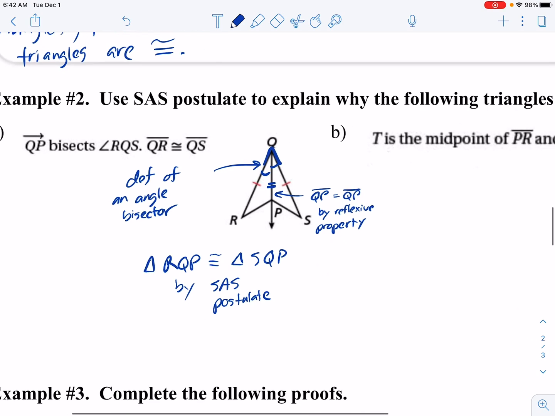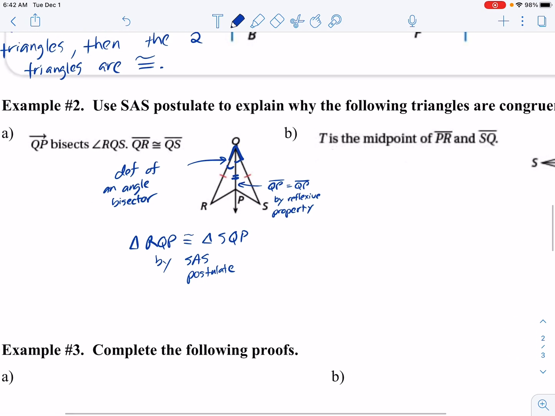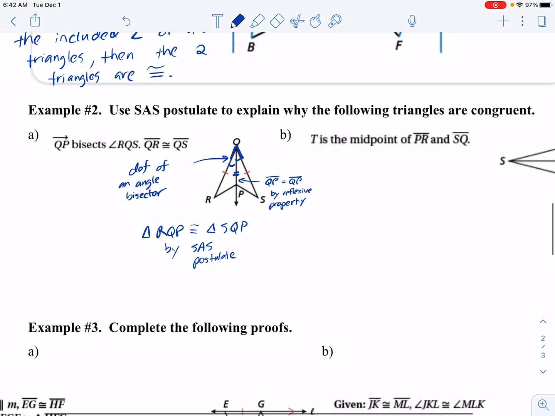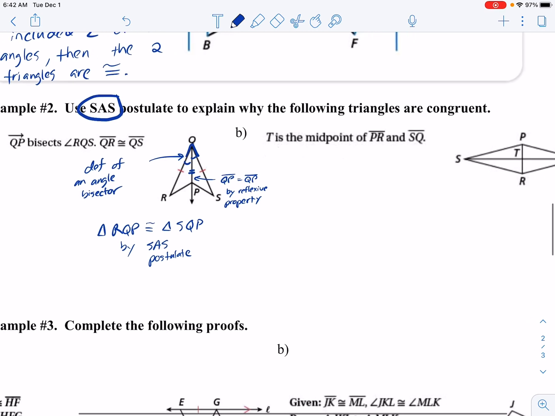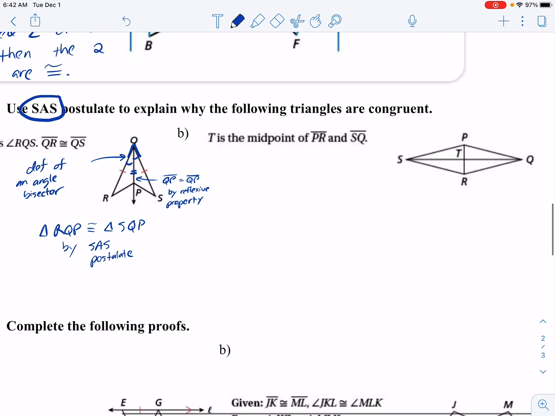All right. Why don't you try B on your own? Go ahead and state which two triangles are congruent. You need to make sure you have two congruent sides labeled in both triangles and an included angle on both. Right now there's nothing marked on here, so you're going to need to do that on your own.